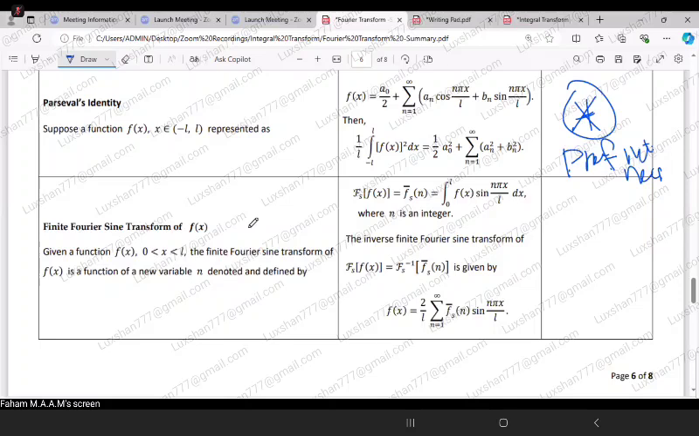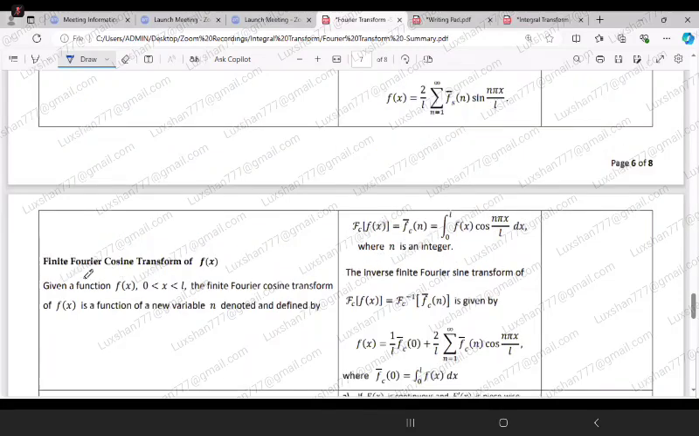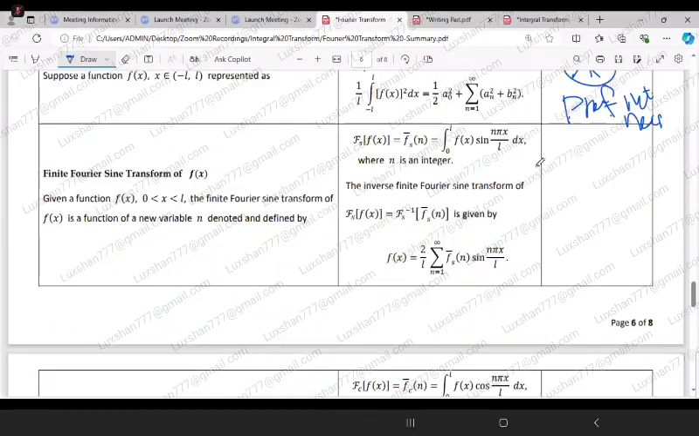Then we talk about the transformation. When you come to the finite case, we have only two transformations. In the infinite case, we have three transformations: complex, sine, and cosine. When you come to the finite one, we have only two: one is the sine transformation, and the other one is the cosine transformation. The formulas are given here.